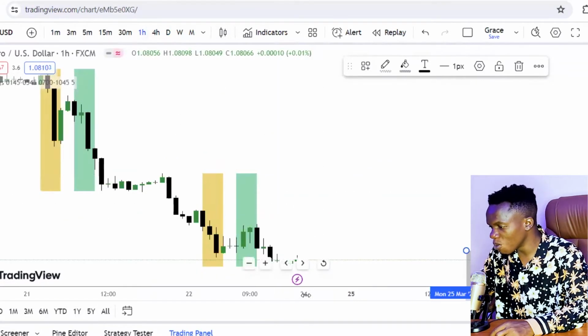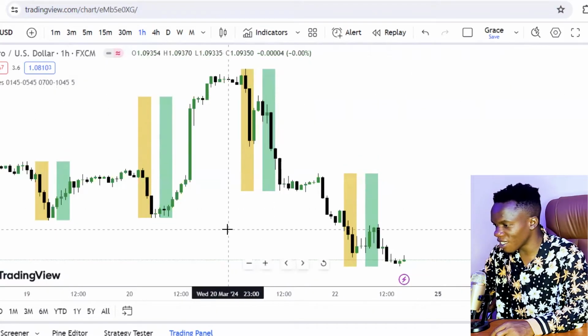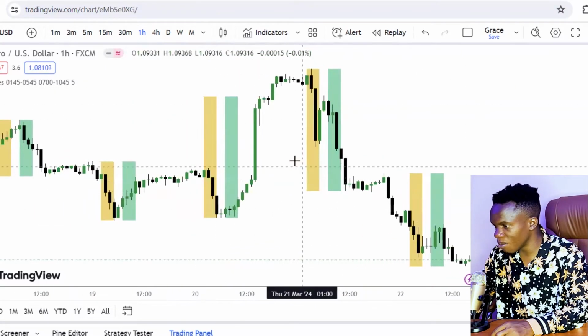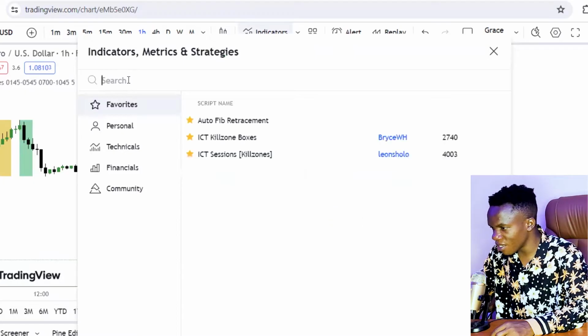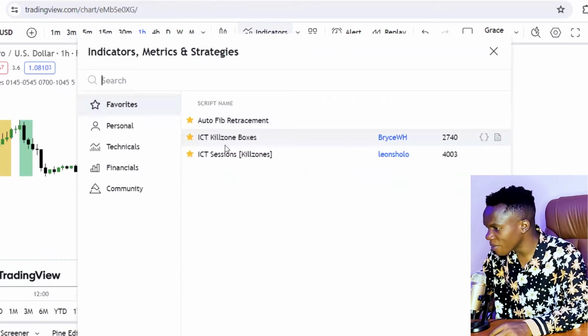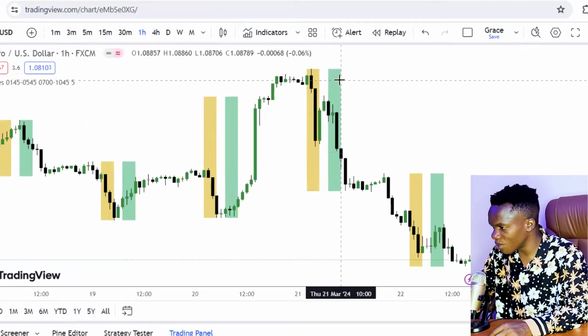For you to know when to start engaging, this is the first thing you are going to look out for. Number 1, you must have this indicator on your chart. A lot of you have asked me in my comment section, what is this indicator I'm using? It is called KZ bosses. So just come here under indicators, type in ICT key zone. Of course you can see it right there, ICT key zone bosses, right here. So that is the indicator I'm using.